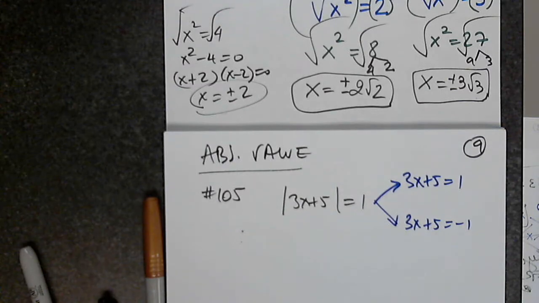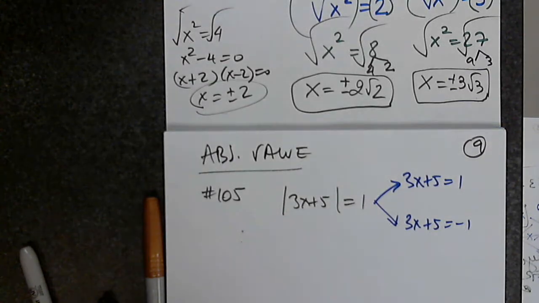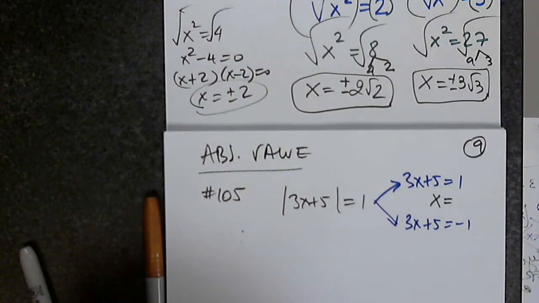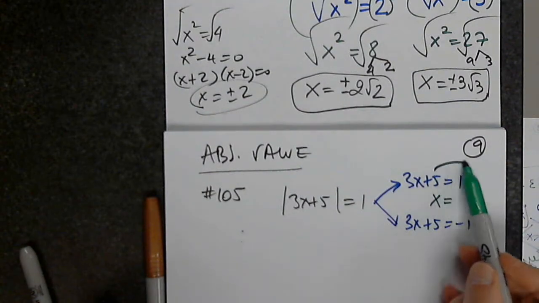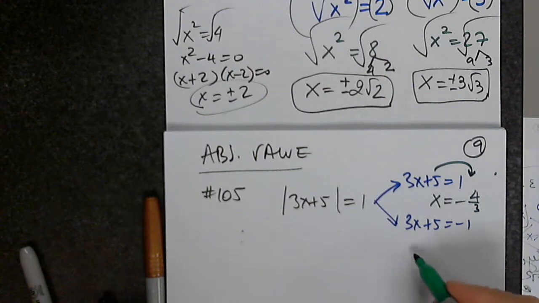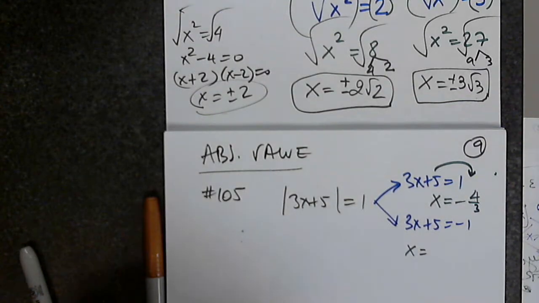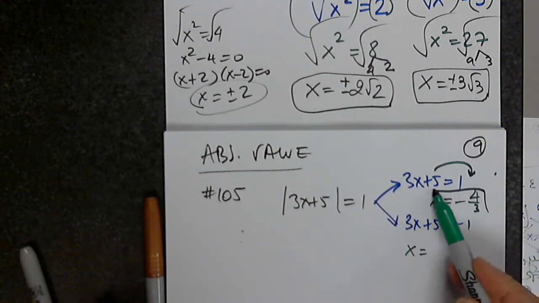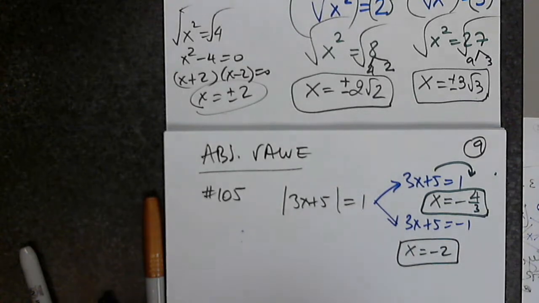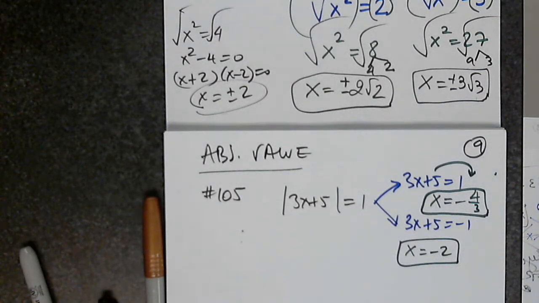So the first one, I move 5 and divide by 3. What do I get? It's a linear equation. I move 5 and divide by 3, so it's negative 4/3. And the next one, I move 5 and divide by 3. What do I get? Negative 6 divided by 3, negative 2. So these are the solutions.